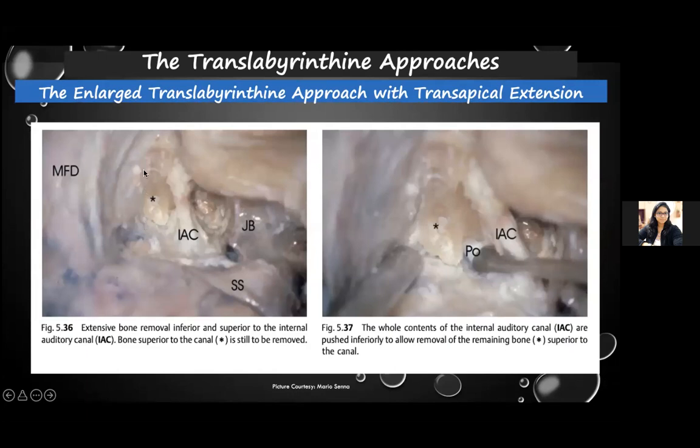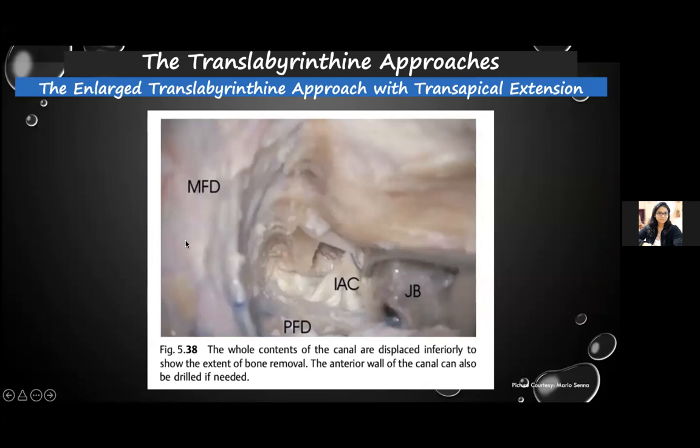And extensive bone removal is still seen. Still we can see some bone which is lying behind. So for removing that, we can take the whole contents of the internal auditory canal, which can be pushed inferiorly, and the bone behind can be removed. So this gives us a total 360 degree exposure and removal of the bone, and that will help in the removal of the tumors which have anterior extension.